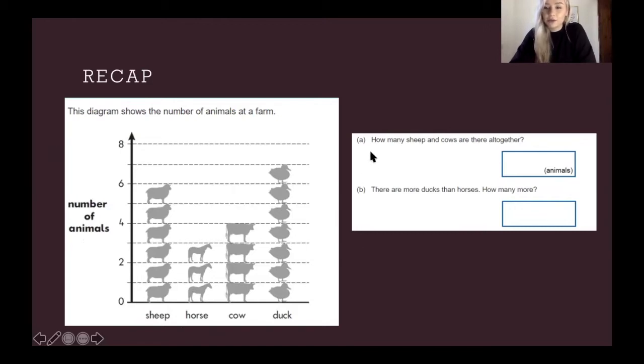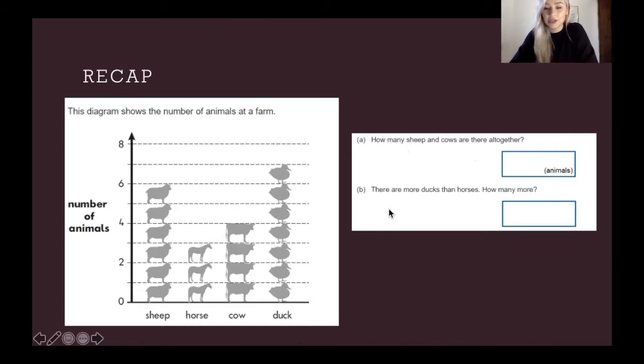The first question that I'd like you to have a go at says, how many sheep and cows are there all together? Now, all together is a really key word because it means that we need to work out how many sheep and cows there are in total. We need to add them together, okay?